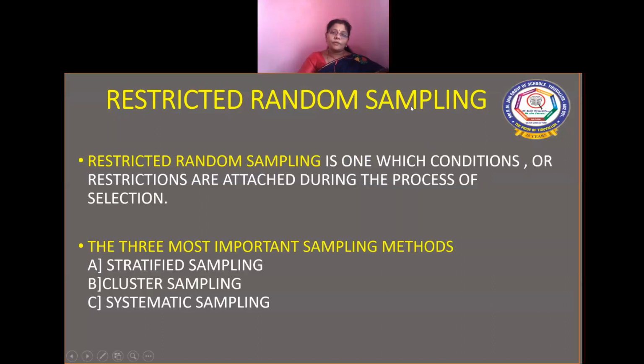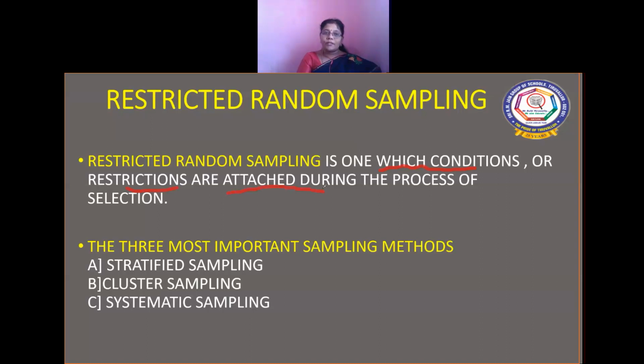Children, yesterday we discussed unrestricted random sampling. Today we are going to discuss restricted random sampling. Restricted random sampling is one in which conditions or restrictions are attached during the process of selection.